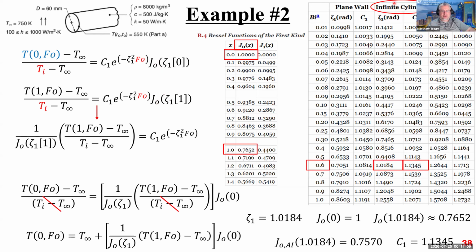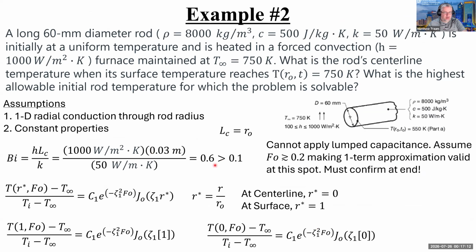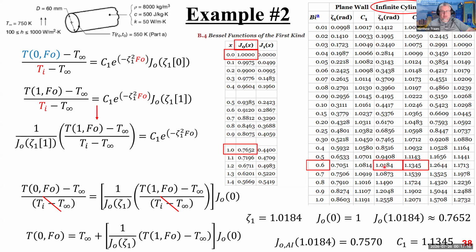So for an infinite cylinder, which this is, I know my Biot number, 0.6. And so I can determine zeta 1, which is 1.0184. And I can determine C1, which is 1.1345, right? So that's where those come from. So that's like this value and this value, that's where those come from. And then knowing that r star equals 0 here and 1 here, I can figure out what the Bessel function is. So for this one, it's just 1, right? That's the center line temperature. So just 1. And then here, it's the Bessel function of zeta 1 times 1.